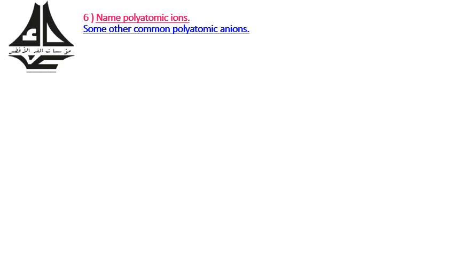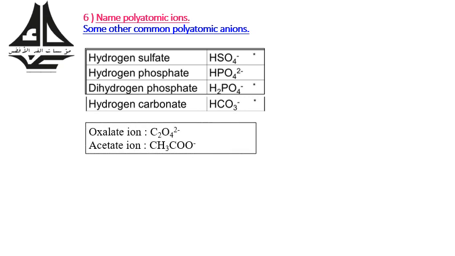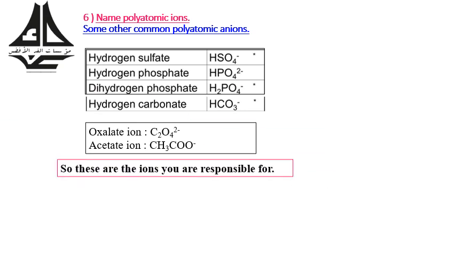Now we have here some other polyatomic anions. We have the hydrogen sulfate, they are very important: HSO4 minus; hydrogen phosphate, HPO4 2 minus; dihydrogen phosphate, H2PO4 minus; hydrogen carbonate or bicarbonate, HCO3 minus. The oxalate ion is found in tomato, C2O4 2 minus, and the acetate ion is found in acetic acid, CH3COO minus. So these are the ions you are responsible for, and thank you very much.